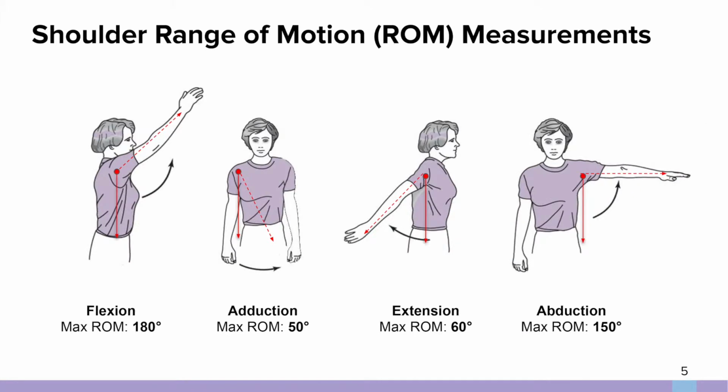Shoulder range of motion is measured in 4 different movements: flexion, adduction, extension, and abduction. Practitioners use a goniometer to measure the angle between the arm's resting position and the highest point the patient can move their arm to for each movement. Patient progress is calculated manually by comparing the current and previous range of motion measurements.